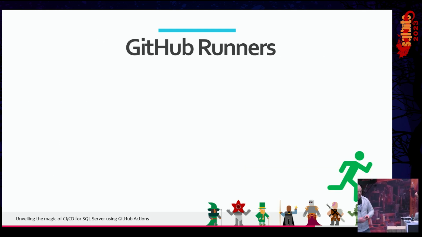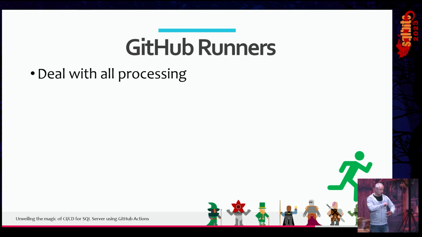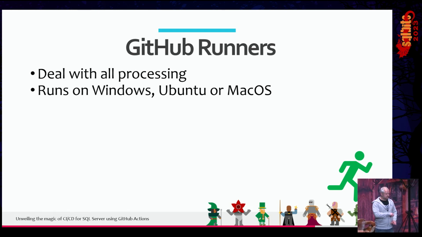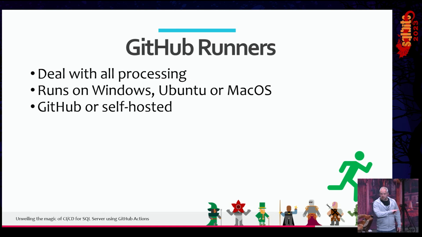So GitHub runners. Runners are actually the programs that we run to get our actions executed. So they do all the work. They do all the processing of all the actions. They run on Windows, Ubuntu, or Mac OS, right? All the OSs. So you have a lot of choices in there. They can be on GitHub in the cloud or self-hosted.